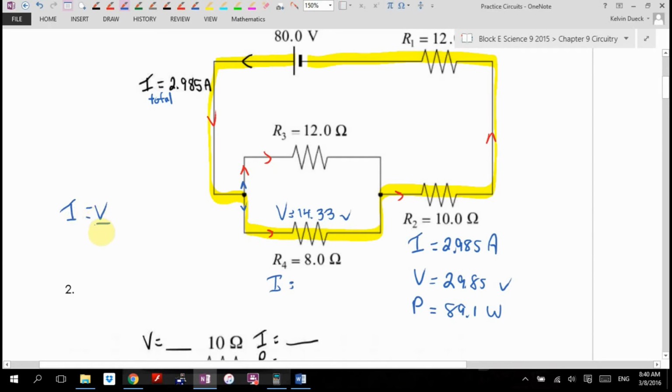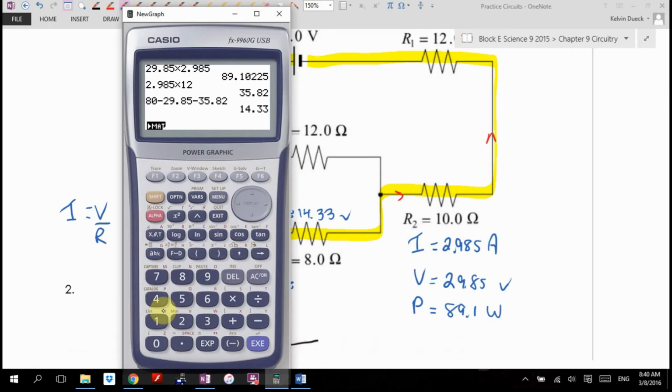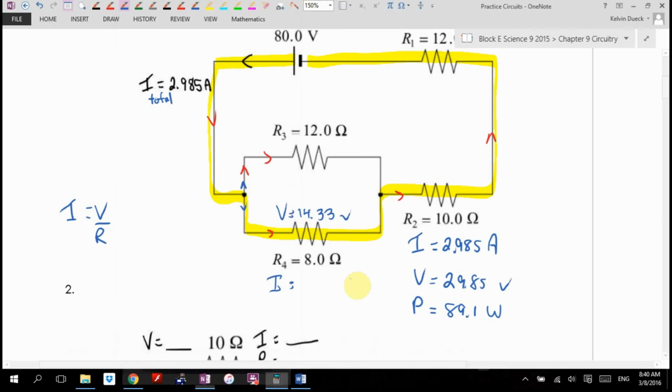Current is V over R. It's going to be 14.33 divided by 8. The current is going to be 1.79125. I'm going to write 1.79 amps.